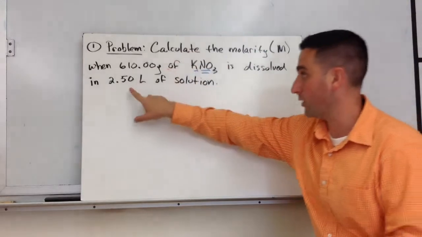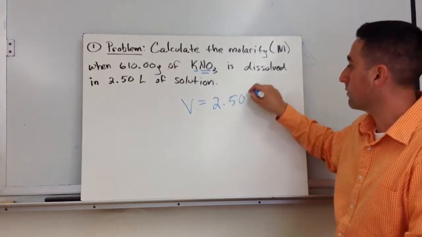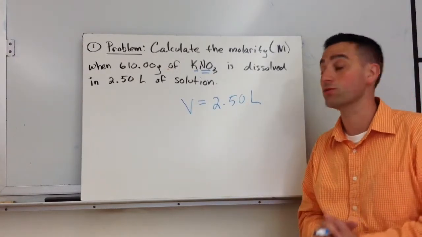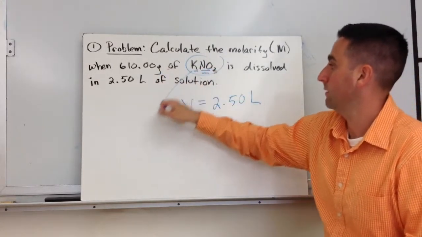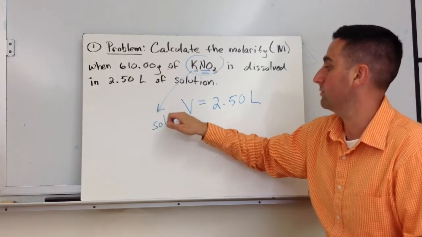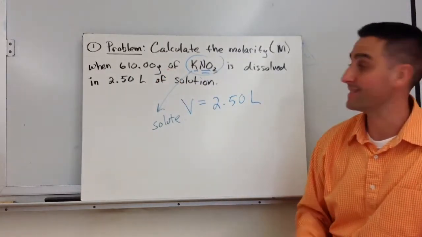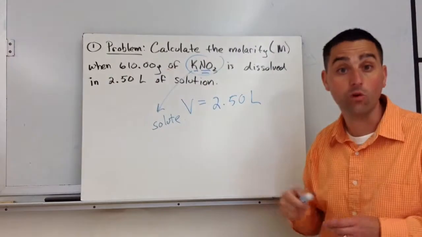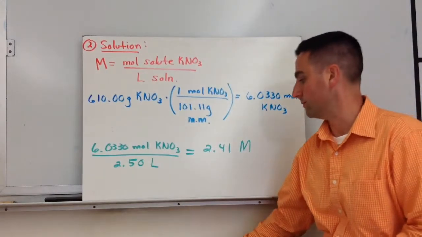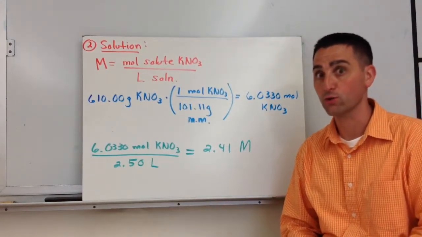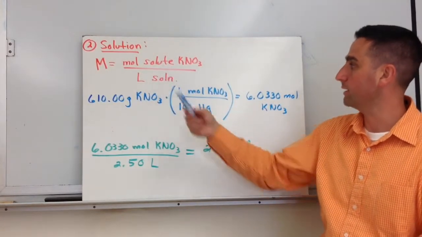So we know our volume, which is 2.50 liters. That's the volume of our solution. And we're given the grams of the solute. Right? KNO3 is our solute. So we simply have to take the mass that they give us here, the 610, and convert that to moles. Okay. So let's take a look. For our solution, moles of solute divided by liters of solution.